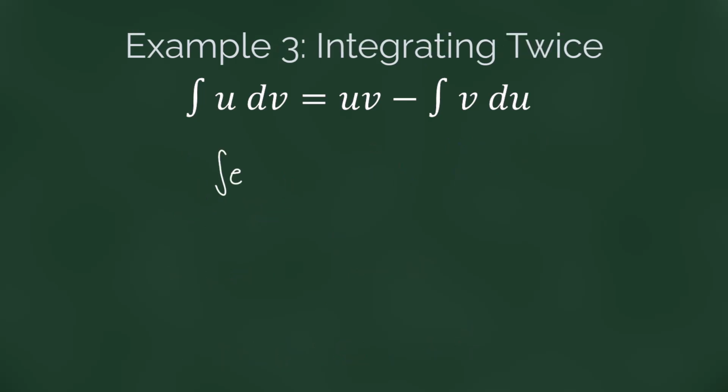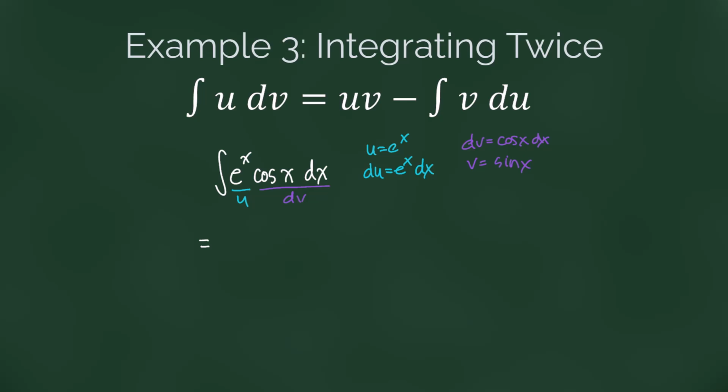Our next example is going to look similar to the last one, except we're going to see that we have to do a trick involving integrating twice. So we're finding the antiderivative of e to the x cosine x dx. We'll let u be e to the x, again easy to differentiate, and we'll let dv be cosine x dx. So we see that du is equal to e to the x dx, and then anti-differentiating dv equals cosine x dx gives us that v is equal to sine x.